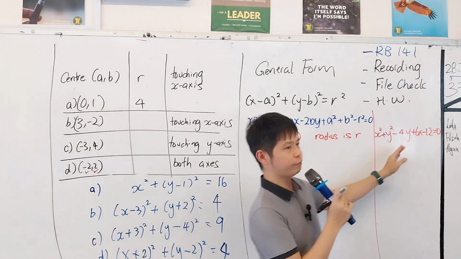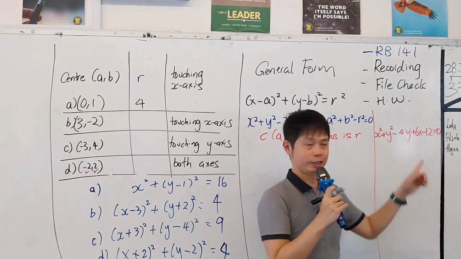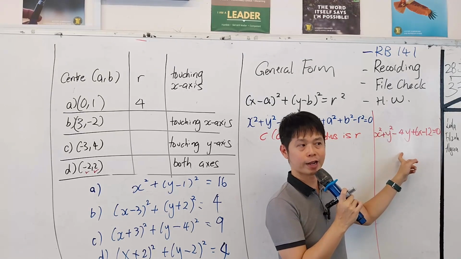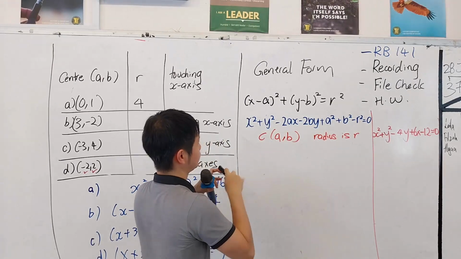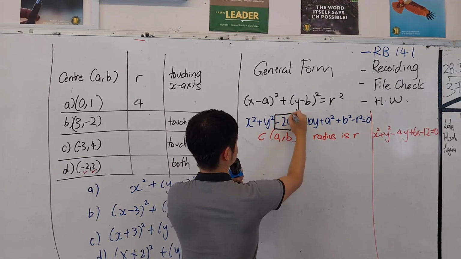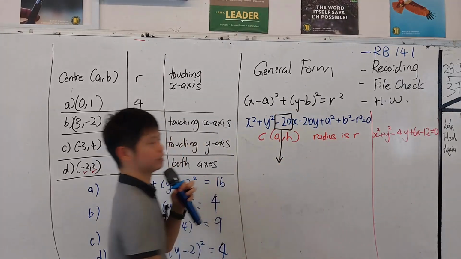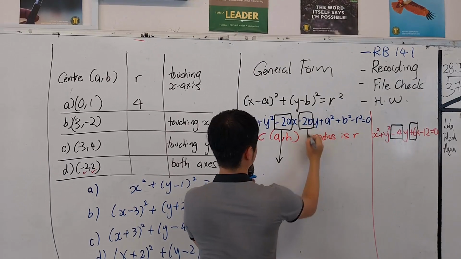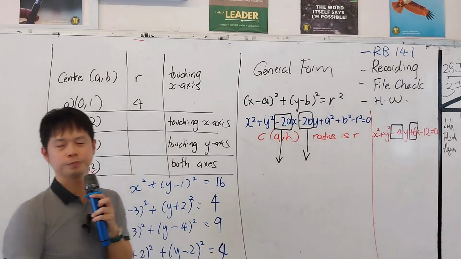But when you're given a general form like this, expanded already, it's not easy to see where is the radius and where is the center, right? So if you are given a form like this, how then do I get the center? What must I do to these two values in order to get the center?